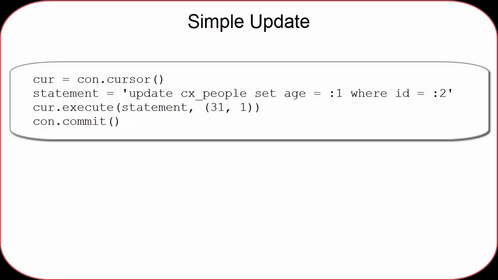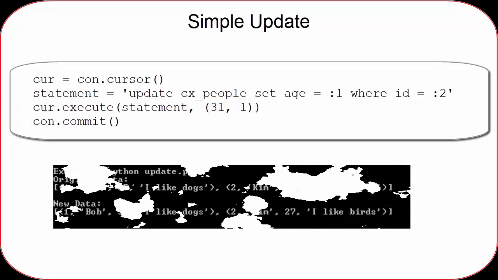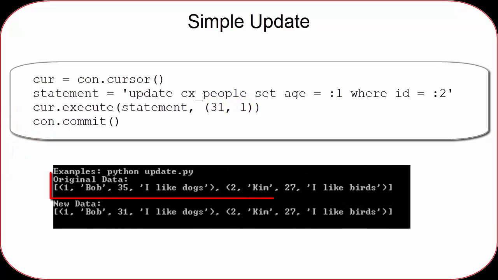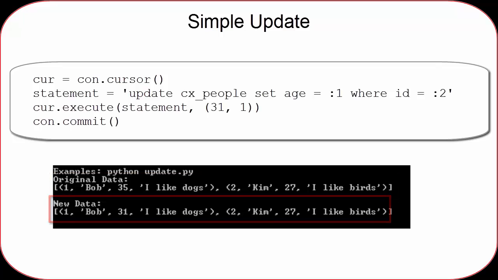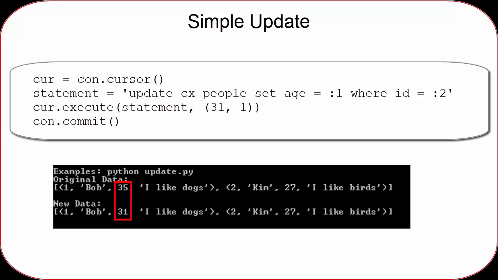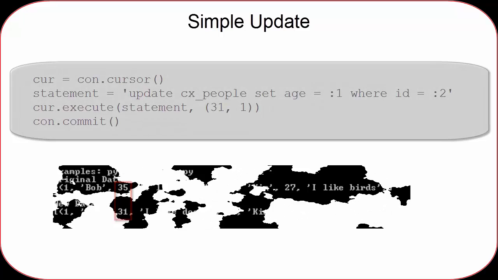Let's do a simple update. First, we get a cursor from our connection. Then we prepare the update SQL using positional bind variables. Then we'll execute the prepared statement using the values of 31 and 1. And finally, we'll commit. When we run the code, we see the original data from before the change, followed by the new data after the update. Now you'll notice in the new data, Bob's age has changed to 31.